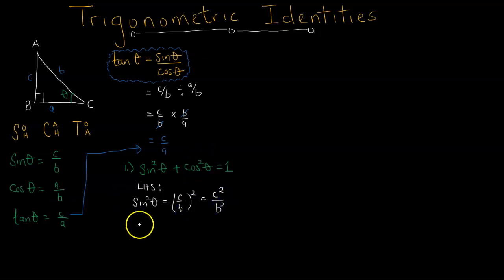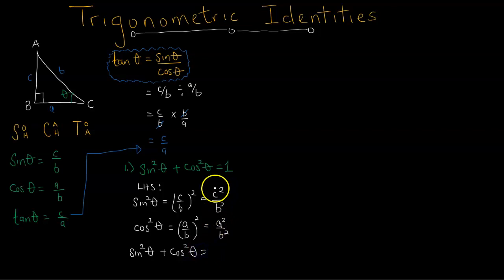Also, if cos theta is a over b, then cos squared theta would be a over b all squared. Of course, from indices, the square is going to affect the numerator and denominator, so that's a squared over b squared. So let's see if I add these two items, if I'm going to get 1. So sine squared theta plus cos squared theta becomes c squared over b squared plus a squared over b squared.